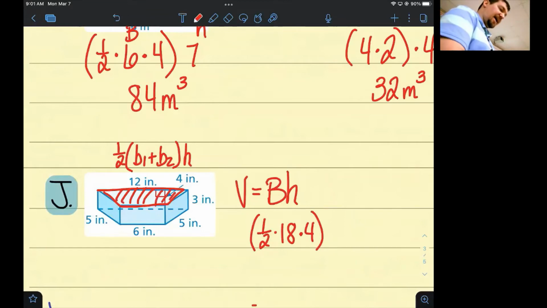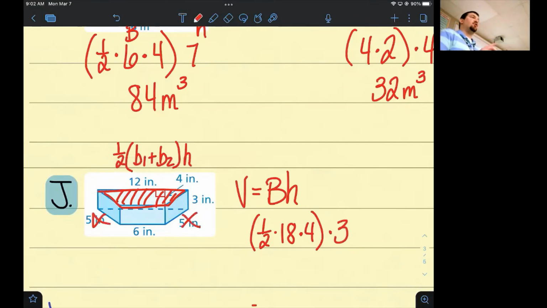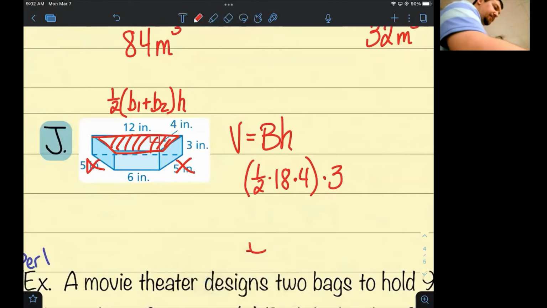Now I have to multiply that by the distance between these. This is the height. The height of a prism does not mean straight up and down height, although this one is. The height of a prism is how far it is from one base to the other base. It's 3. So if you look at all the numbers we did use, we never used that 5 or that 5. Just because they give them to you doesn't mean you'll actually use them. So what's half of 18? 9. 9 times 4 is 36, times 3 is 108. The volume is 108 what?